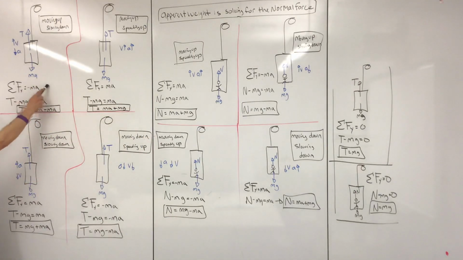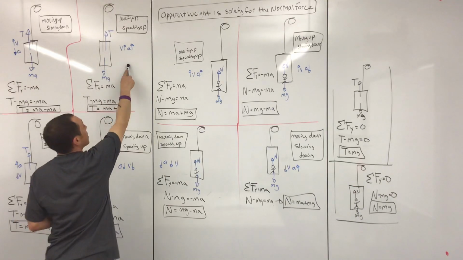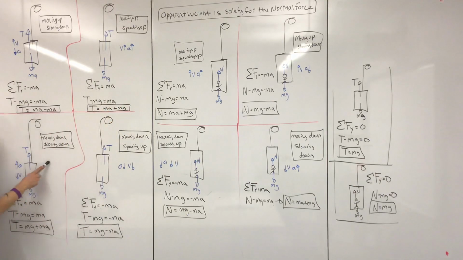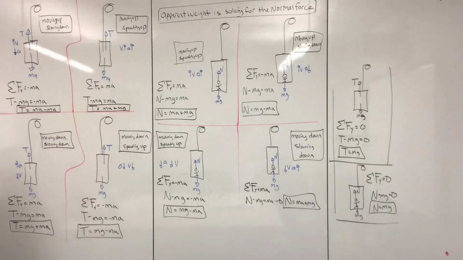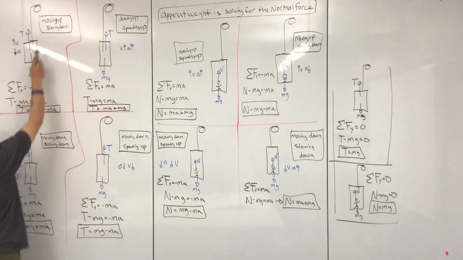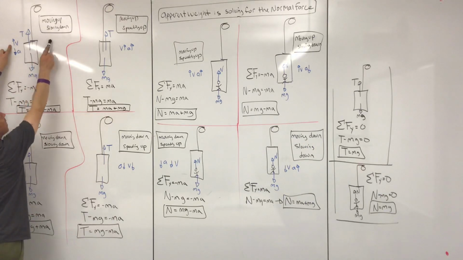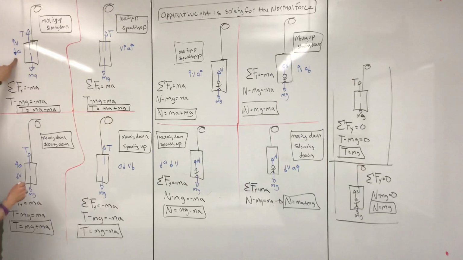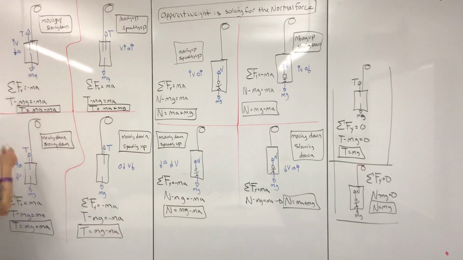So we see here in this situation, we're moving up but slowing down. In this situation, we're moving up but speeding up. In this situation, we're moving down, slowing down. In this situation, we're moving down, speeding up, right? So when we draw a free body diagram, moving up, slowing down: moving up means velocity up, right? But we're slowing down, so we know that acceleration has to be opposite of our instantaneous velocity. So that's pointing down. When we draw the forces on our object, tension's up, mg is down.